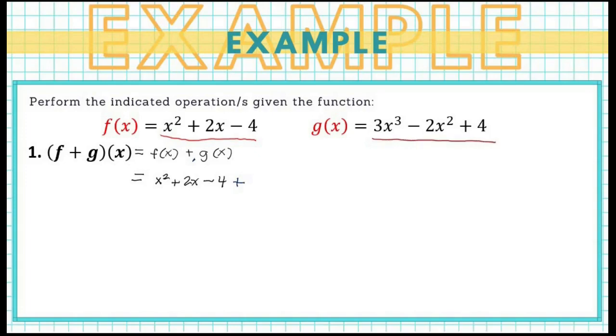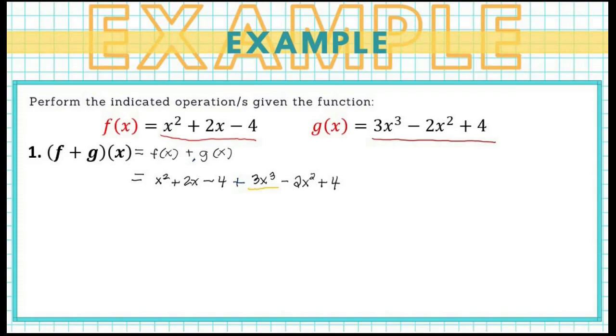Then we substitute the value of g of x, and we write it to our solution, and that is 3x cubed minus 2x squared plus 4. Now we're done substituting. The next goal is to combine like terms. So basically, we identify like terms.